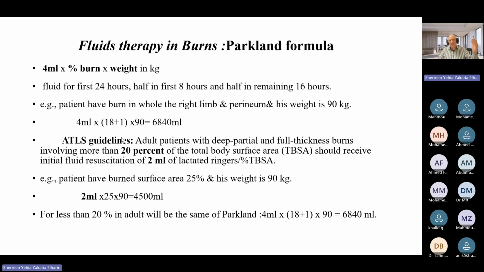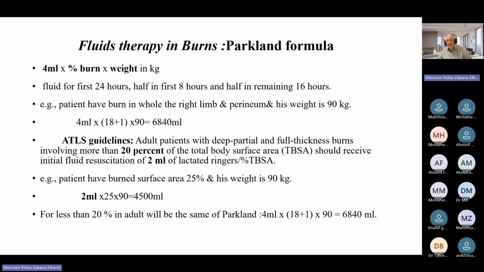For hundreds of years, maybe 100 years or more, the Parkland formula was 4 ml times burned area times body weight. But in the last 2 years they found problems. Suppose the patient has 50% burn and weighs 50 kilos. If you multiply 4 by 50 by 50, it reaches about 20 liters. So the patient will die from pulmonary edema.